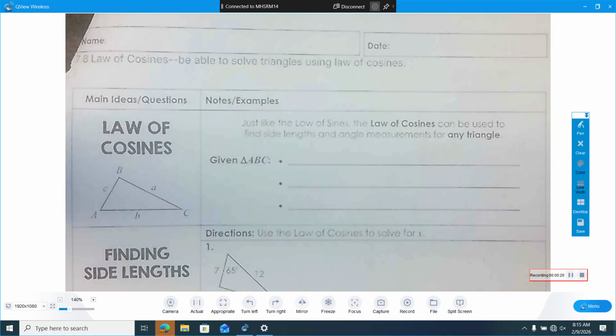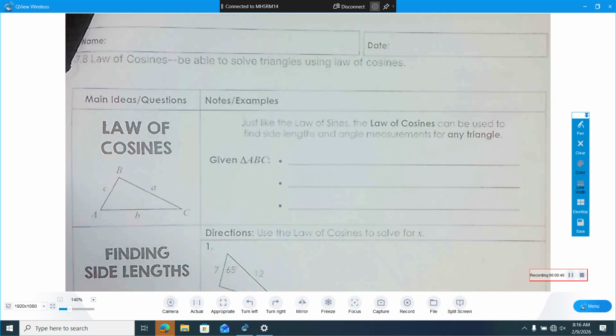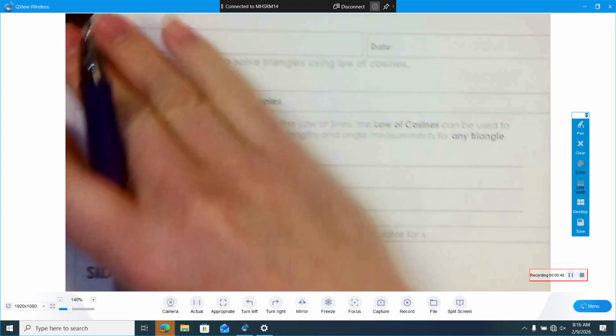So today we're talking about law of cosines. Law of cosines looks really long. It looks really weird. But it's really just a pattern. And if you can get used to the pattern, then it's actually pretty easy.